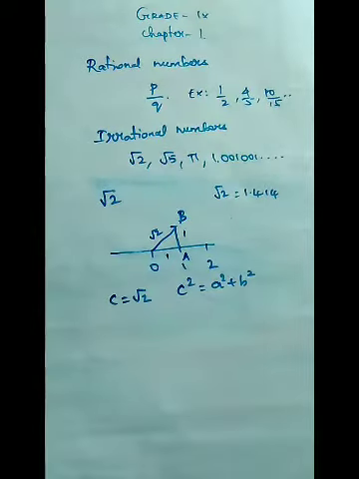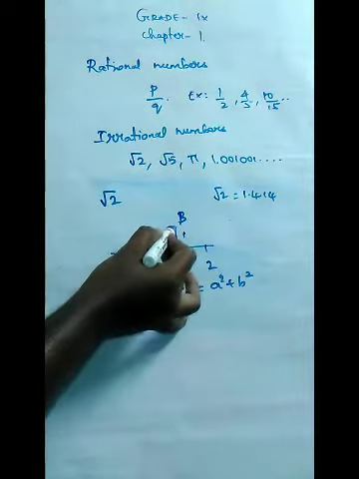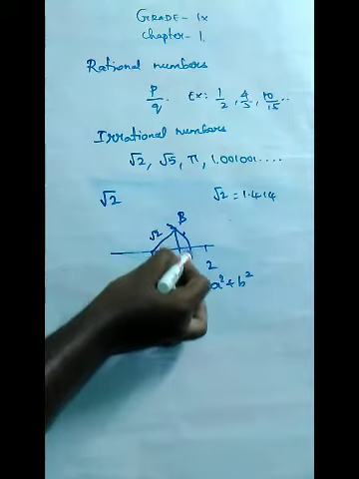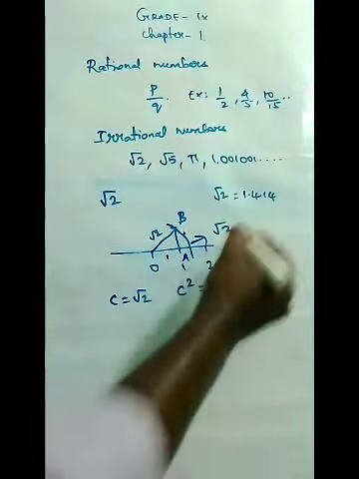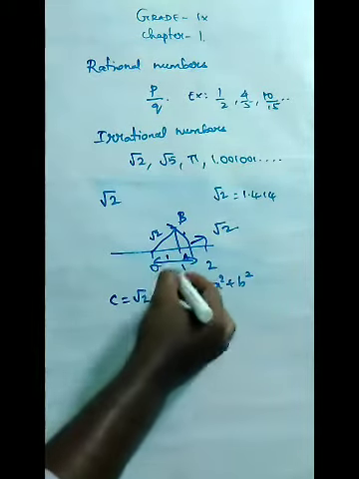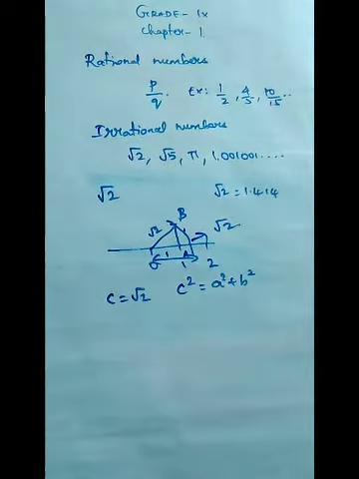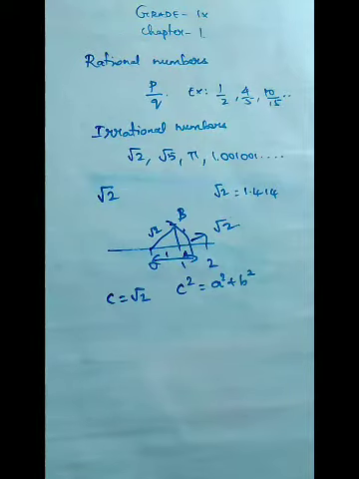With the help of a compass we can draw an arc from O to B. We have to make sure that the arc touches the straight line. Then we will get this as the value of root 2. So this measurement is the value of root 2 on the number line. Likewise we can represent any other irrational numbers on the number line, if it is given in root, for example root 2, root 3, root 5. So many values we can represent on the number line.